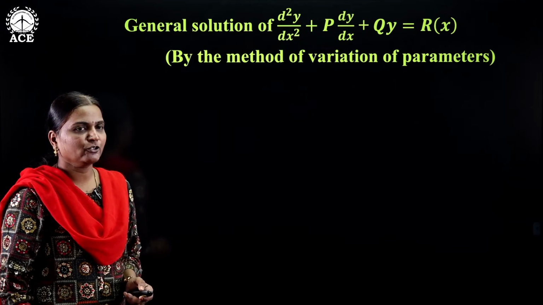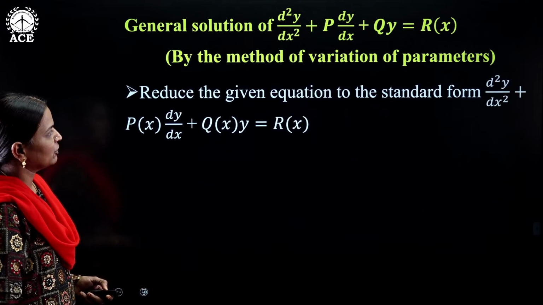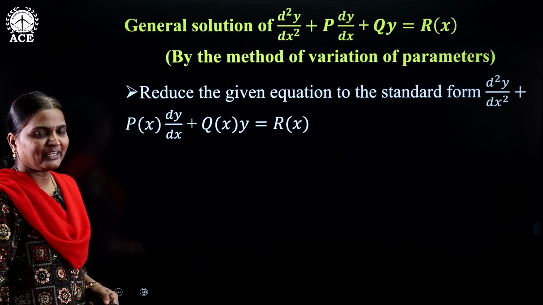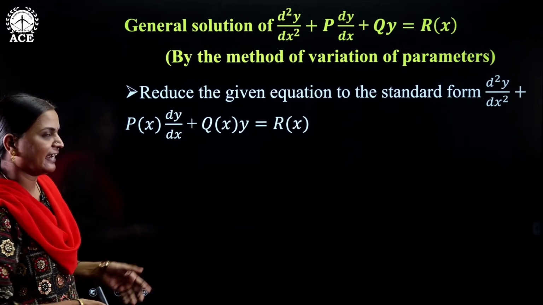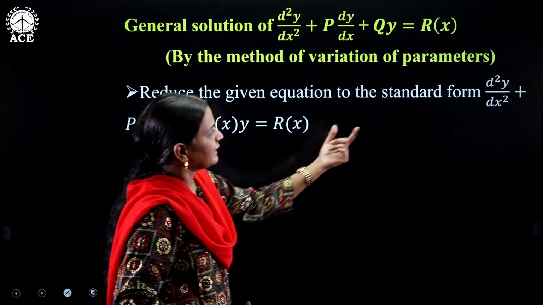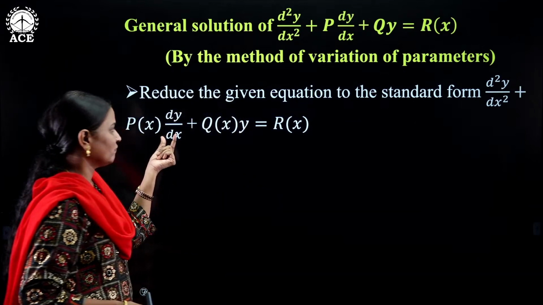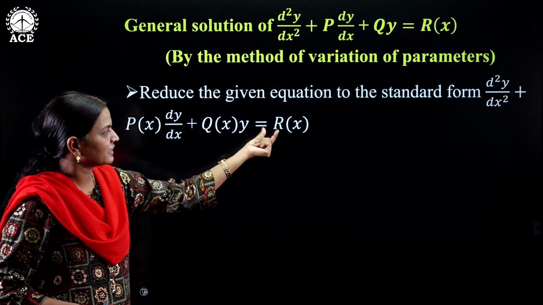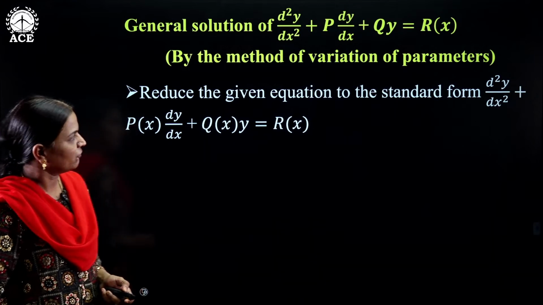So what is the working rule? How to find out the general solution of this one? First, reduce the given differential equation into standard form. What is the standard form here? d square y by dx square plus p of x into dy by dx plus q of x into y is equal to r of x.